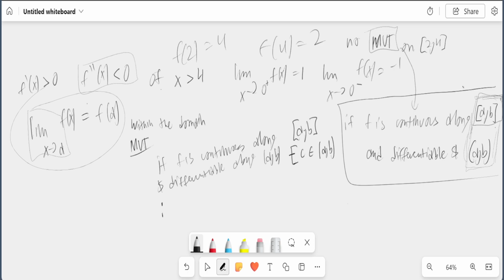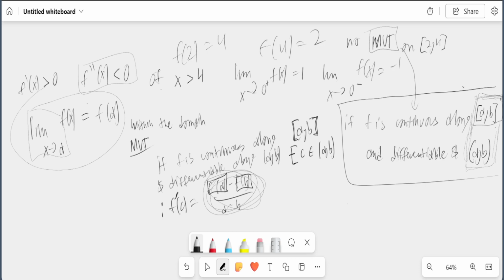Such that f prime of c is equal to f of a minus f of b over a minus b. Now here's the key. Do you see that f of a and f of b have to exist? That's why we use closed brackets, because they need to exist as well, right?